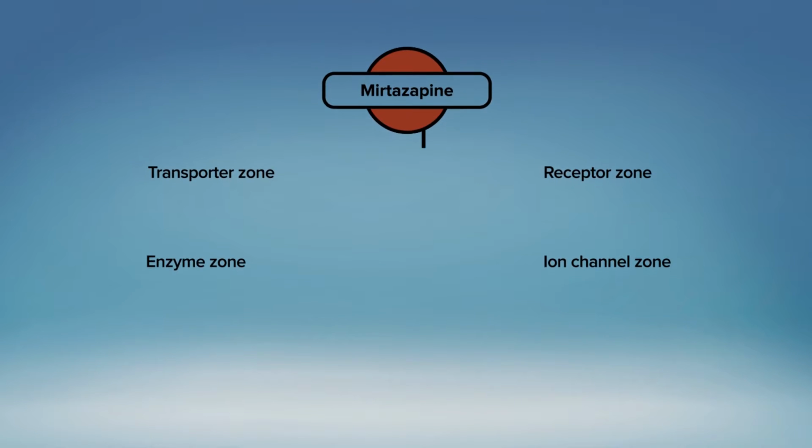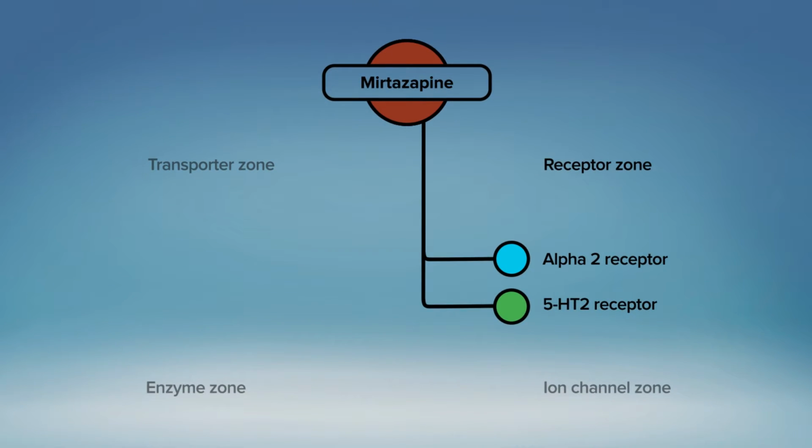This diagram shows mirtazapine, which is a very different sort of antidepressant drug. It's one that works solely on receptors. Hence, the circle around the name is red. The main clinical action is mediated through the blockade of noradrenaline alpha 2 receptors and serotonin 5-HT2 receptors. These are the dark lines.